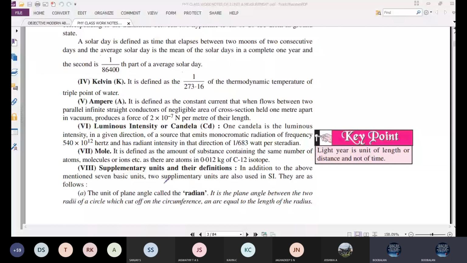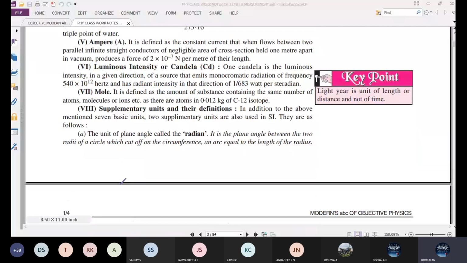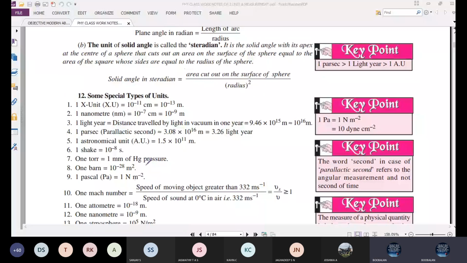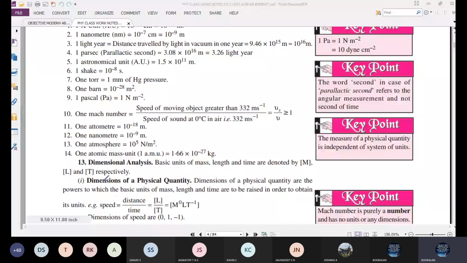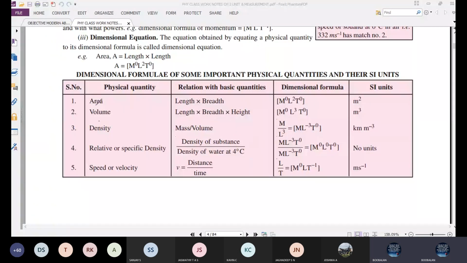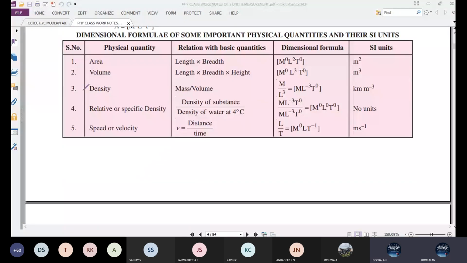So what is radian? Some special units, X unit, 1 torr, 1 atmosphere, and the dimension formula for some important physical quantities and their SI units. This one we already completed, but again I will explain, for the new students' purpose.